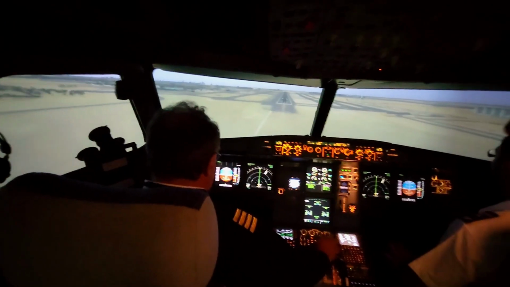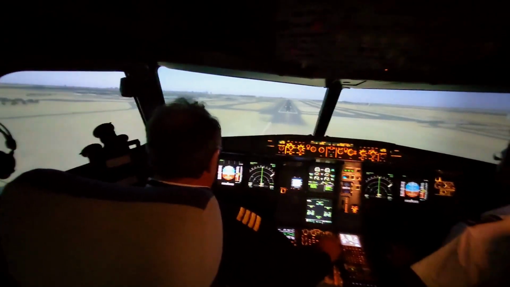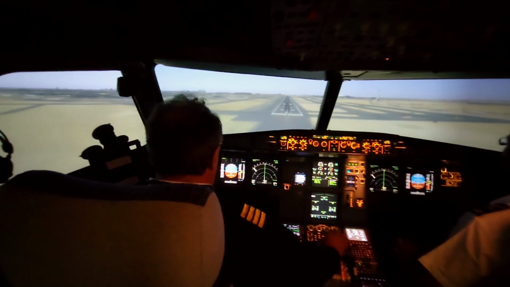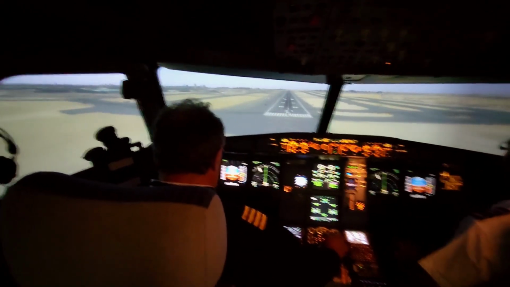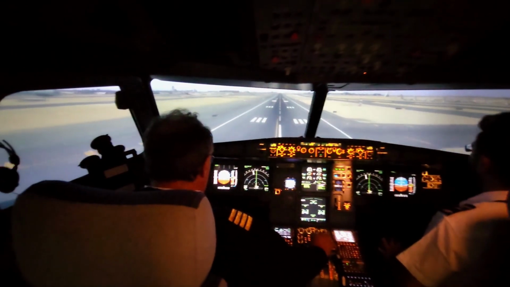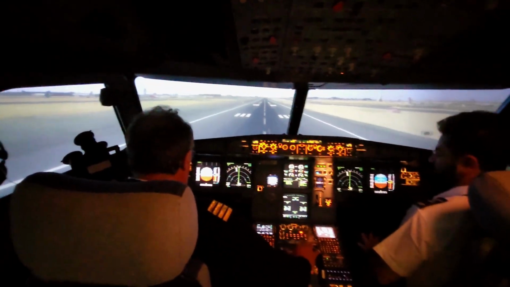Together we cannot land on this airplane. I'll show you. It's happening everything very, very fast. Look at this. 100. We are 50 feet over the threshold. Look at this now. Go fast. 50, 40, 30, 20, 10.